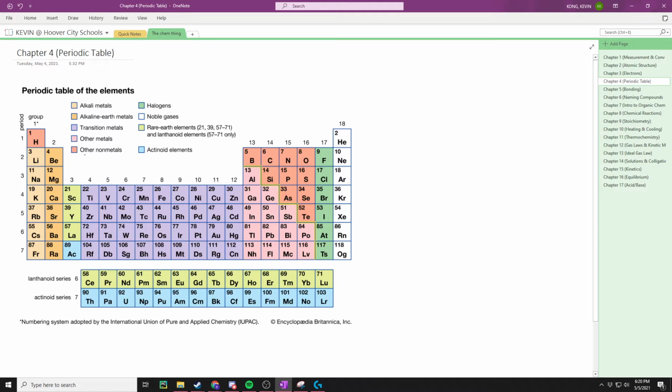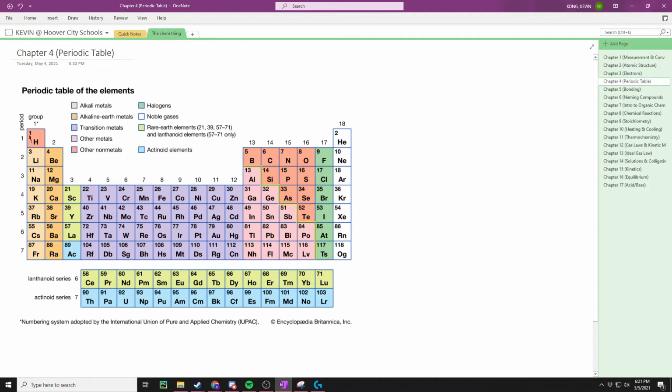We give names to all of these groups, but for our chemistry class, we only care about a few of the names. Group 1 we call the alkali metals. Group 2 we call the alkaline earth metals. Group 17 or 7A we call the halogens, and Group 8 we call the noble gases.